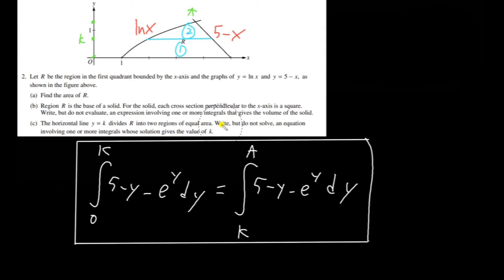They both answer the question, which is, write, but do not solve, an equation involving one or more integrals whose solution gives the value of k. If you were to solve this integral out, you would get the value of k. Okay? This was a 3-point question, 1 point for the limits, 1 point for the integrand, and 1 point for the entire equation altogether. Alright, that's the end of question 2.